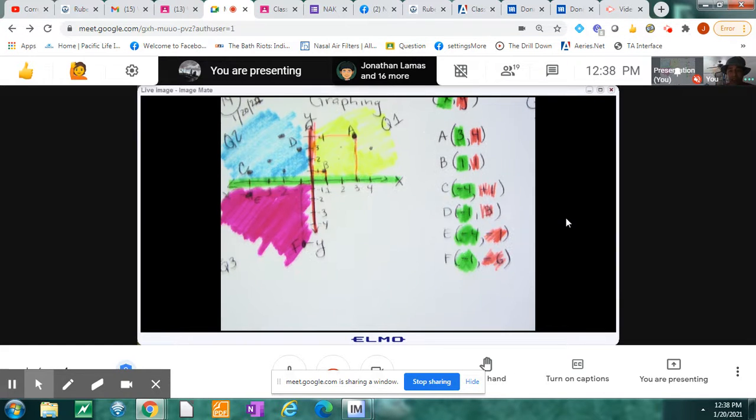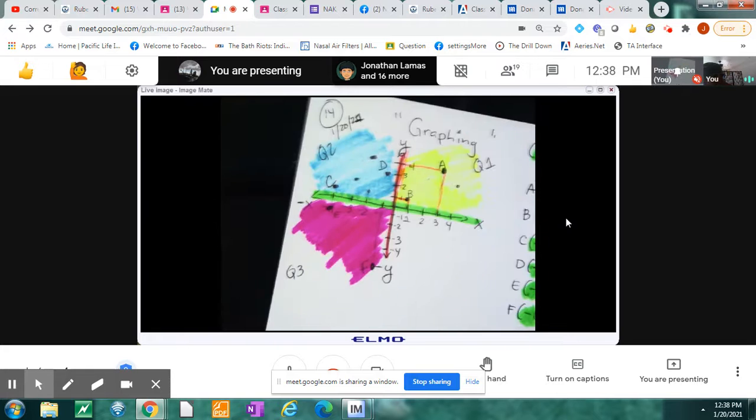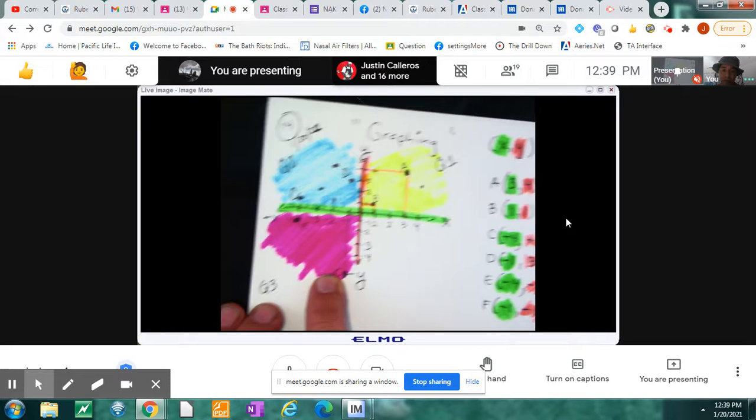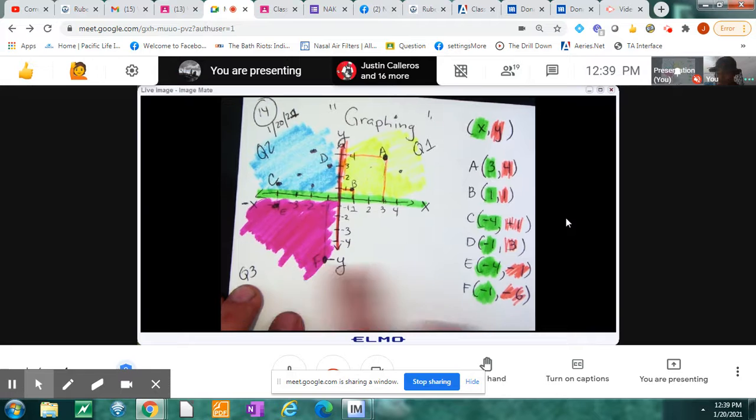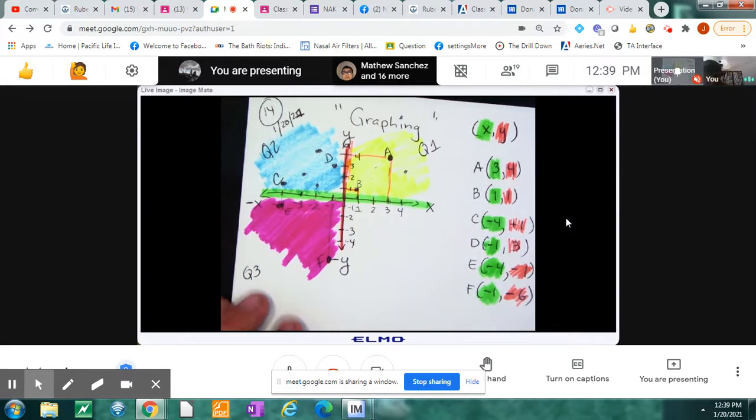Nathan Sanchez, can you give me a coordinate that's going to fall on quadrant 3? And remember, what we said is that they both have to be negative. Doesn't matter which number. It could even be outside. It could be big numbers if you want. So Nathan Sanchez.